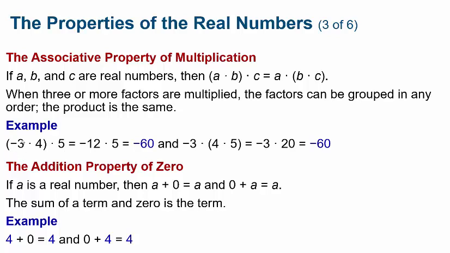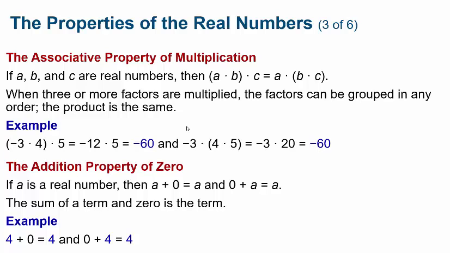So if you look here, in parentheses negative 3 times 4 and then times 5, well, negative 3 times 4 is negative 12. Negative 12 times 5 gets me negative 60. But suppose instead you wanted to group 4 times 5 and then multiply it by negative 3. Well, 4 times 5 is 20. 20 times negative 3 also gets you negative 60. So it doesn't matter. You can do it in any order here.